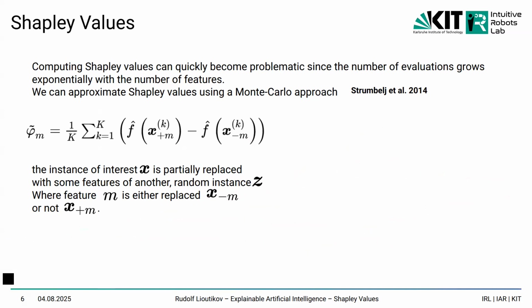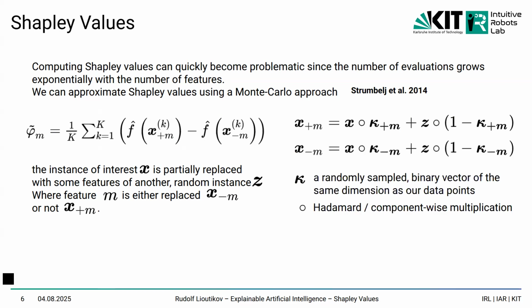So we basically have two different types of data points that we're looking at. One is some x, our data point including m, our feature of interest, and the other is some data point without the feature, x minus m, for each particular x in this case.